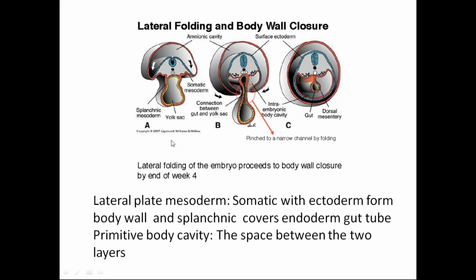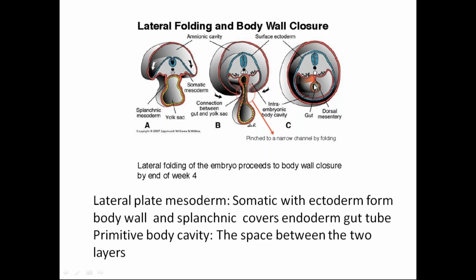While the primitive body cavity is formed between these two layers, now what happens as it approaches closer, the dorsal side of this gut tube is attached to the dorsal body wall by a mesentery. Ventrally, it also detaches. There is a ventral mesentery, but that's only in the proximal part.